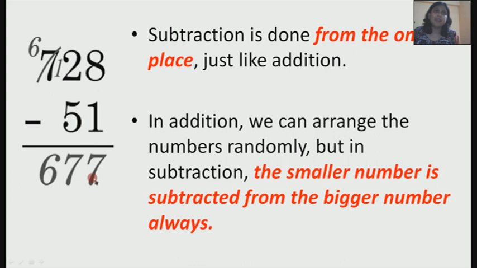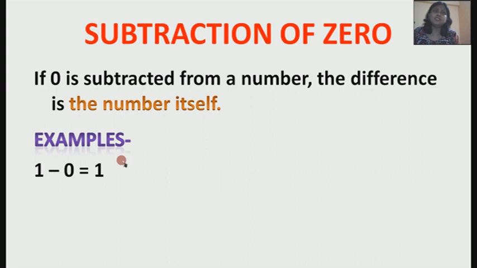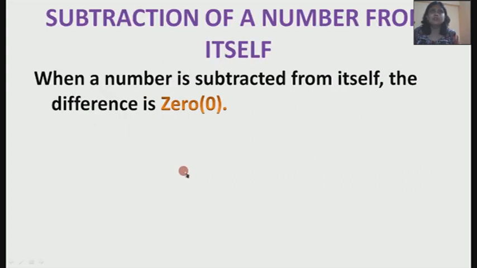the subtraction. Moving on to the next property, the subtraction of 0. If 0 is subtracted from a number, the difference is the number itself. Let's see an example. We know 1 minus 0 is equal to 1. In the same way, 37,145 minus 0 will be 37,145.